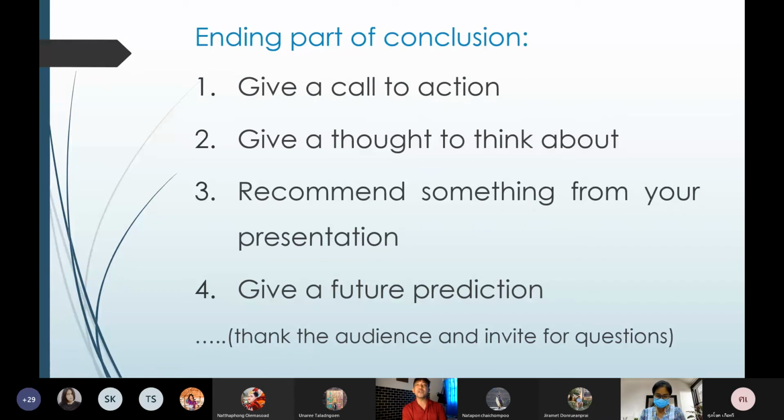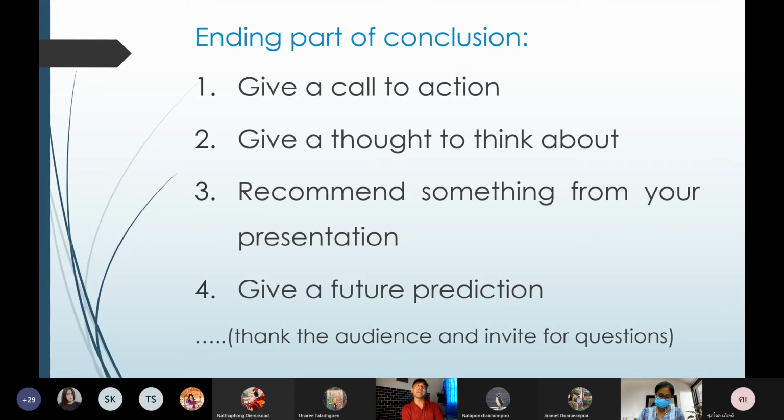Or you could give a future prediction, like, I think RMUTL will be a green university and a better and greener university in the future because of its very, very clean environment. So for future prediction, use the word will. Give a thought to think about. For example, have you thought about coming to our university? Have you thought of enrolling with us? Do you want to experience what I'm talking about? Like this.